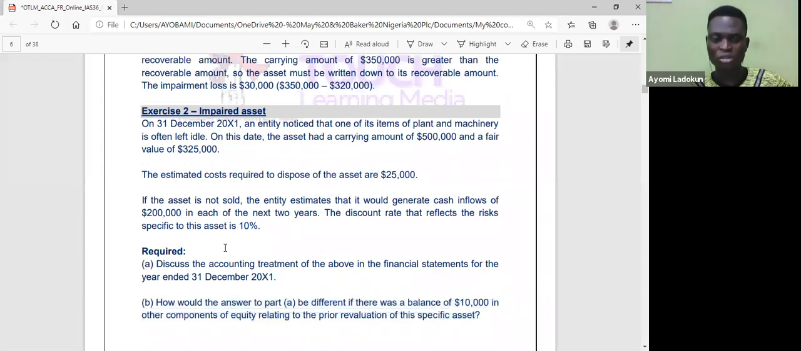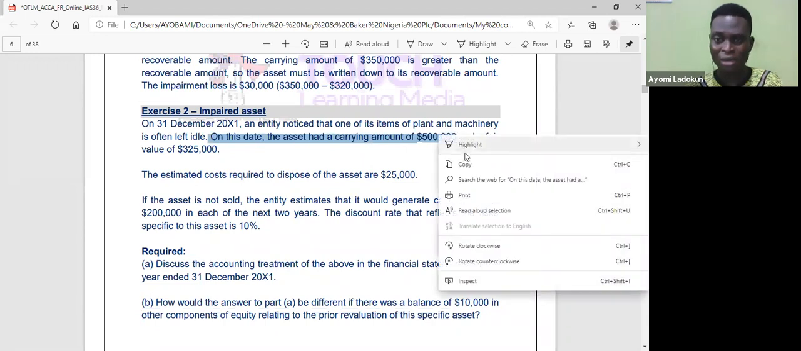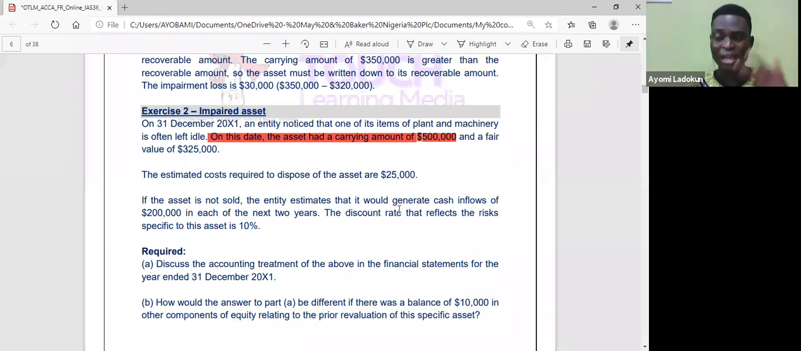So when I see this question, it says discuss the accounting treatment. I didn't know which standard the examiner is taking me on. So how do I break down this question? It says on this date the asset had a carrying amount. Even though this alone is not sufficient to say this is an impairment question, I needed to see all those variables that will tell me it is. Now it gives me fair value: 325.